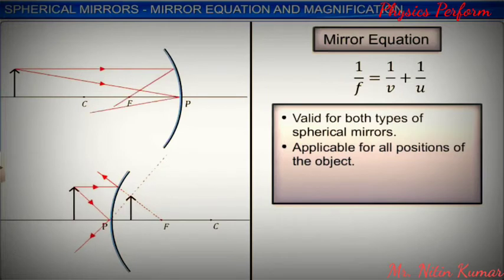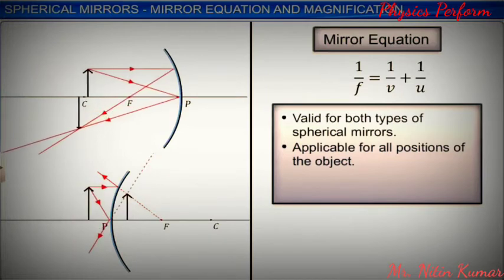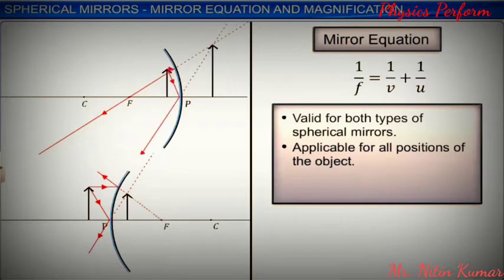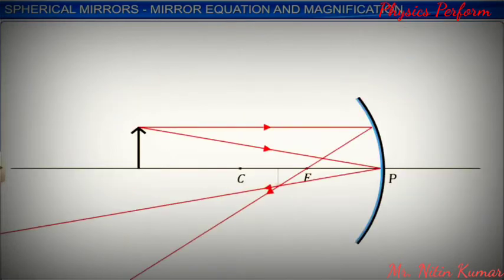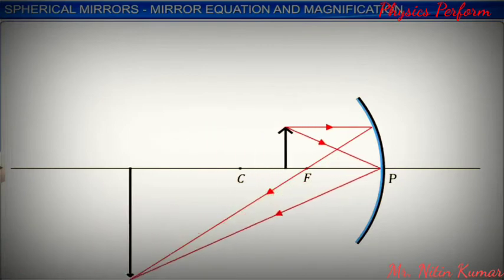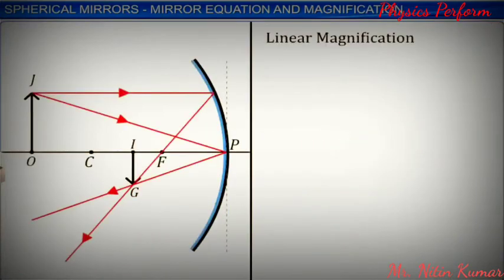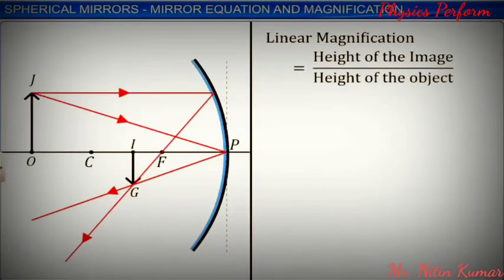It is important to note that, while using the mirror formula, proper use of a sign convention is required. We know that the size of the image formed by a spherical mirror depends on the position of the object. The ratio of the height of the image to the height of the object is defined as the linear magnification and is denoted by M. If H is the height of the object and H dash is the height of the image, then M is equal to H dash by H.